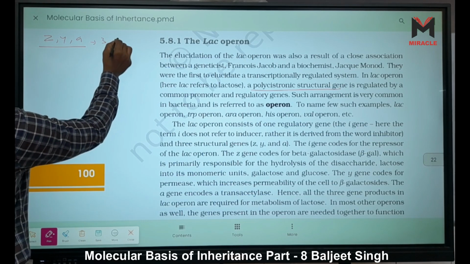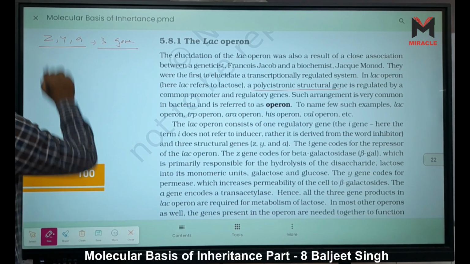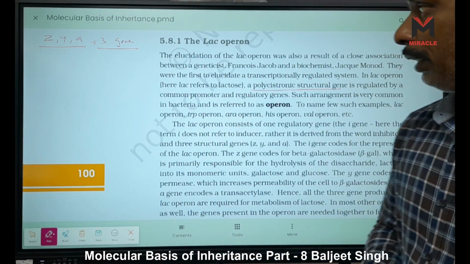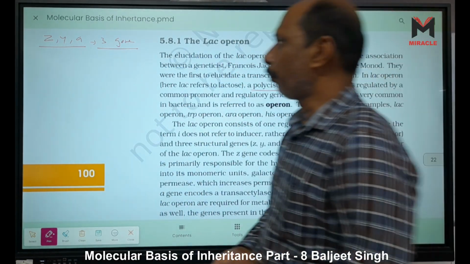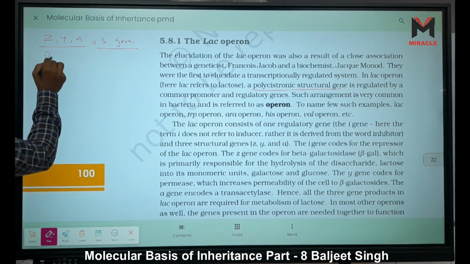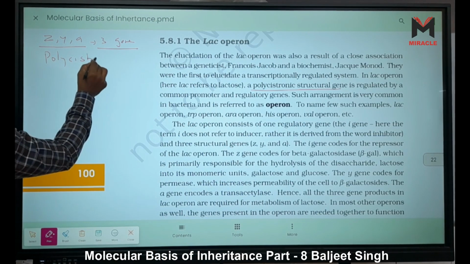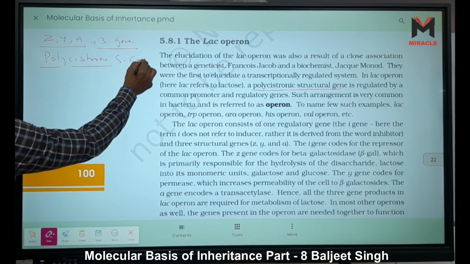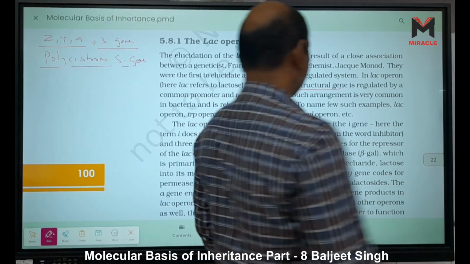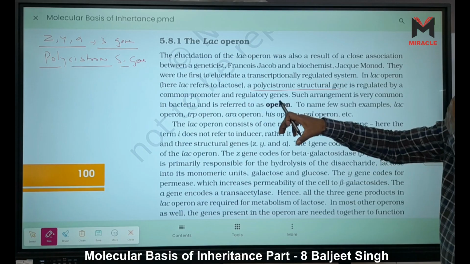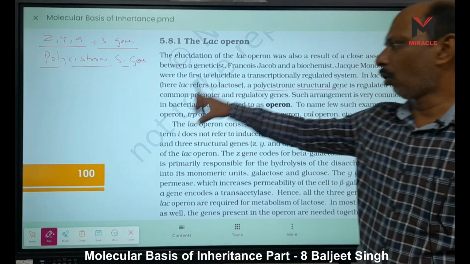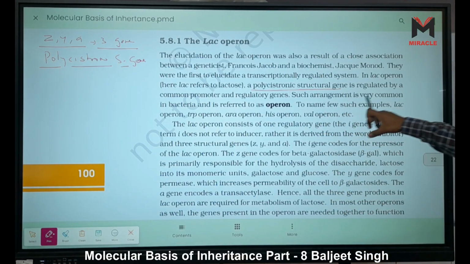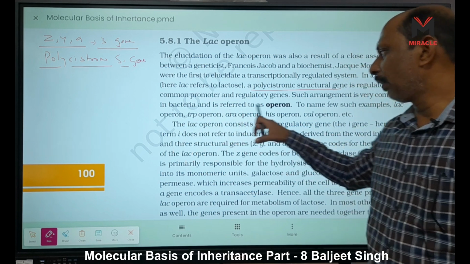Three genes. Each one is called a cistron. We can say here 3 cistrons are there: one is Z, one is Y, one is A. That's why it is called a polycistronic structural gene, because it contains more than one gene. Such an arrangement, regulated by a common promoter, with regulatory genes and an operator gene also there, is very common in bacteria, and it is referred to as an operon.